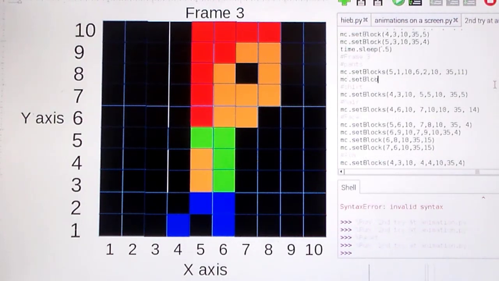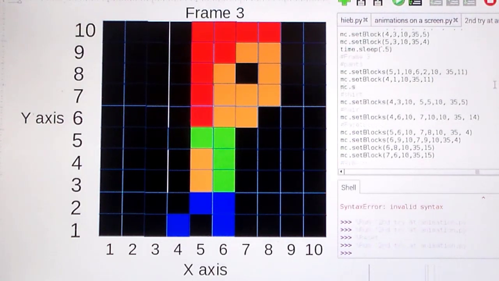Now for the foot, we're going to set a block at 4, 1, 10. That's going to be blue. And then the one next to it, 5, 1, 10, is going to be black. Now that's the only change that we really have to make from frame 1.